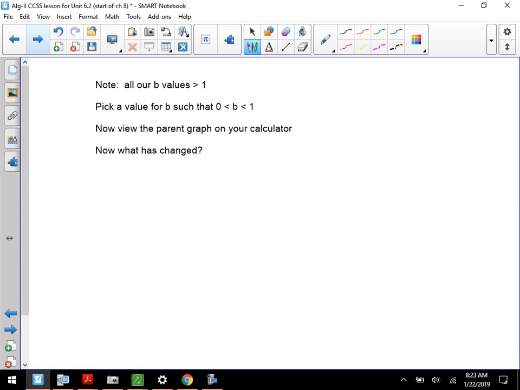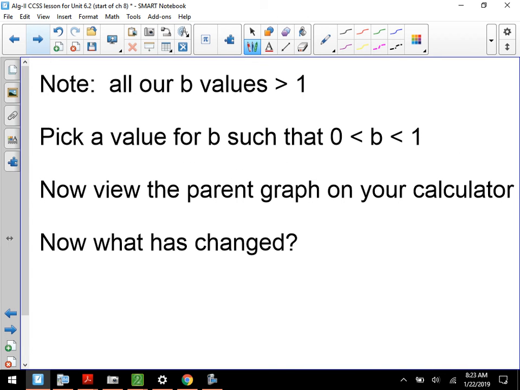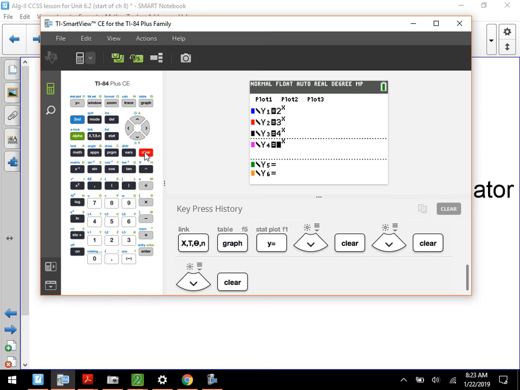So as of right now, everything that we've done, our B values were all greater than 1. I don't know if you noticed that. Those are exponential growth problems. Exponential growth has B values that are greater than 1. Exponential decay has B values that are between 0 and 1. So if you want to look at something like that, since we're running just a little short, doing this isn't any different than anything else. I just realized that.